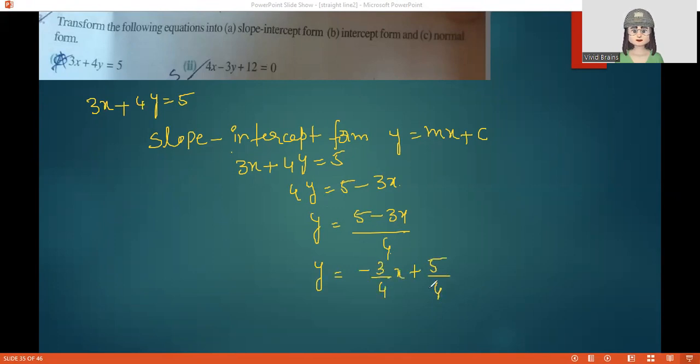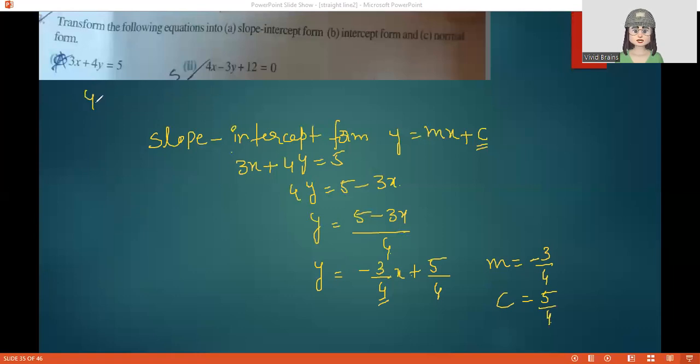Okay. They are asking slope and intercept. So here, if you compare this equation with that of the general equation, y is equal to mx plus c, x coefficient is slope and c is the y-intercept. Okay. So here, m is equal to minus 3 upon 4 and c is equal to 5 upon 4. Let us observe the second question. This is also in the same way. Just the equation is changing.